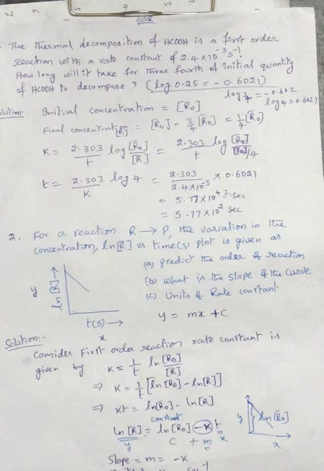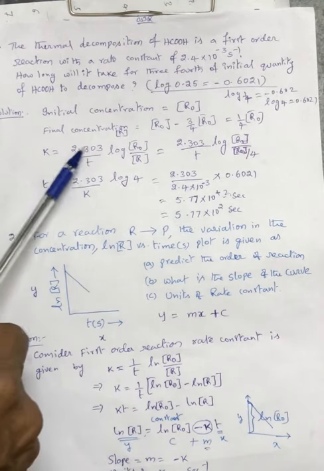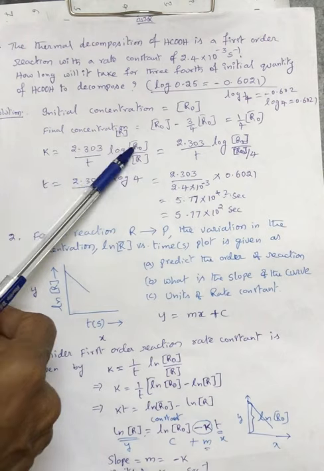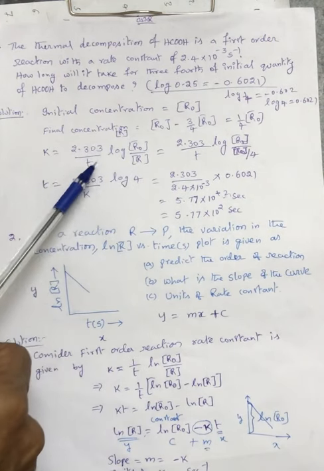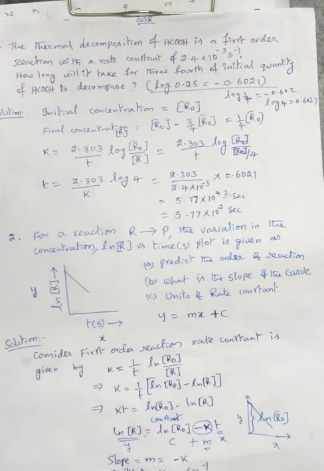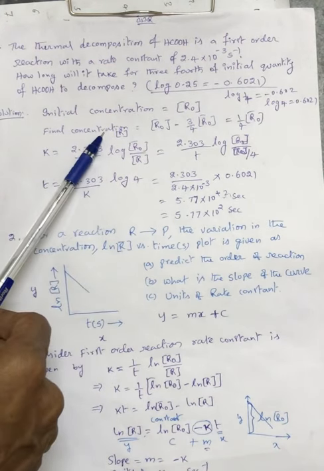So they have given the thermal decomposition of HCOOH. It is a first order reaction, and the rate constant K was given. So we know the rate equation for the first order reaction: K equals 2.303 by t log R0 by R. R0 is the initial concentration, and R is the final concentration at time t. Now consider the initial concentration is R0. Then what will the final concentration be?